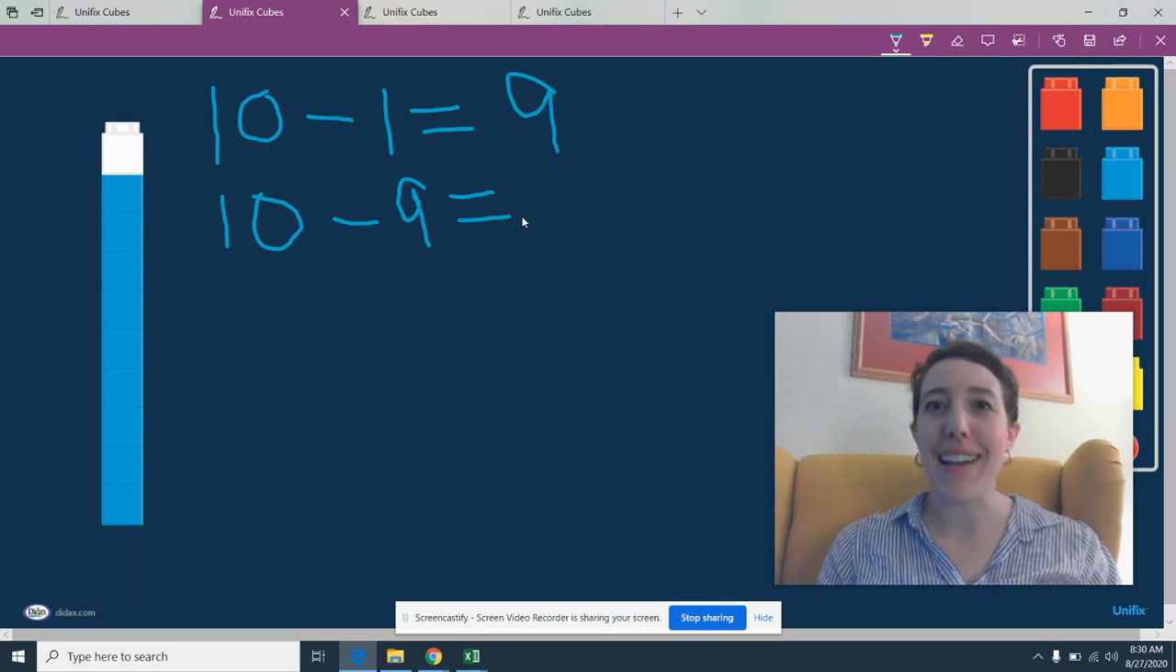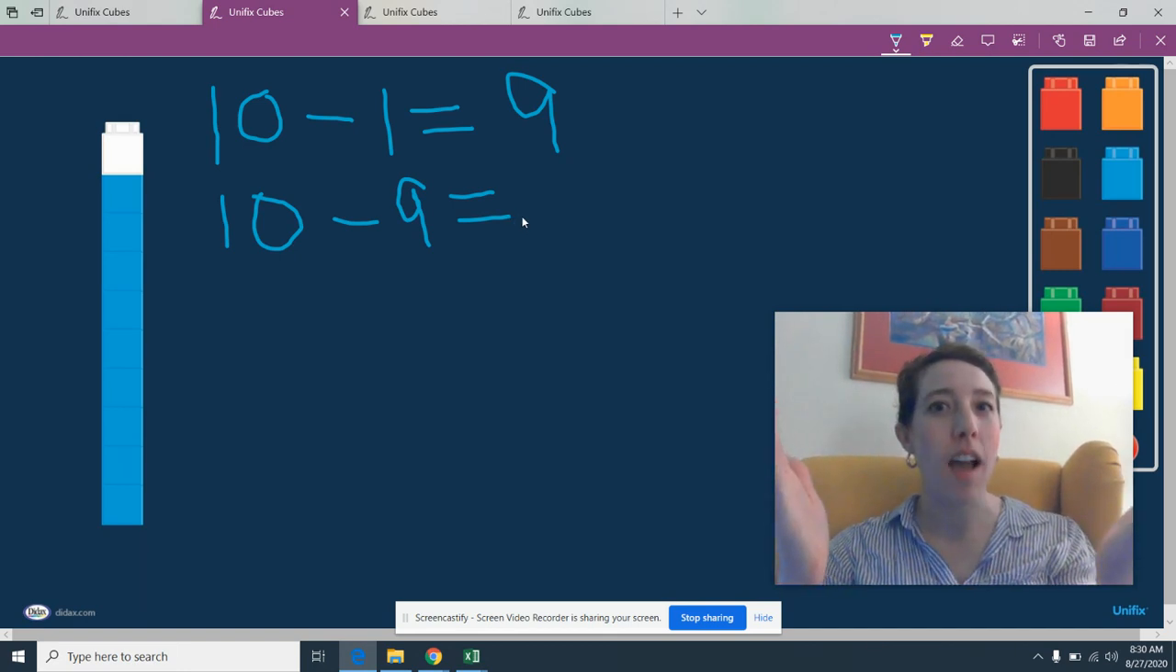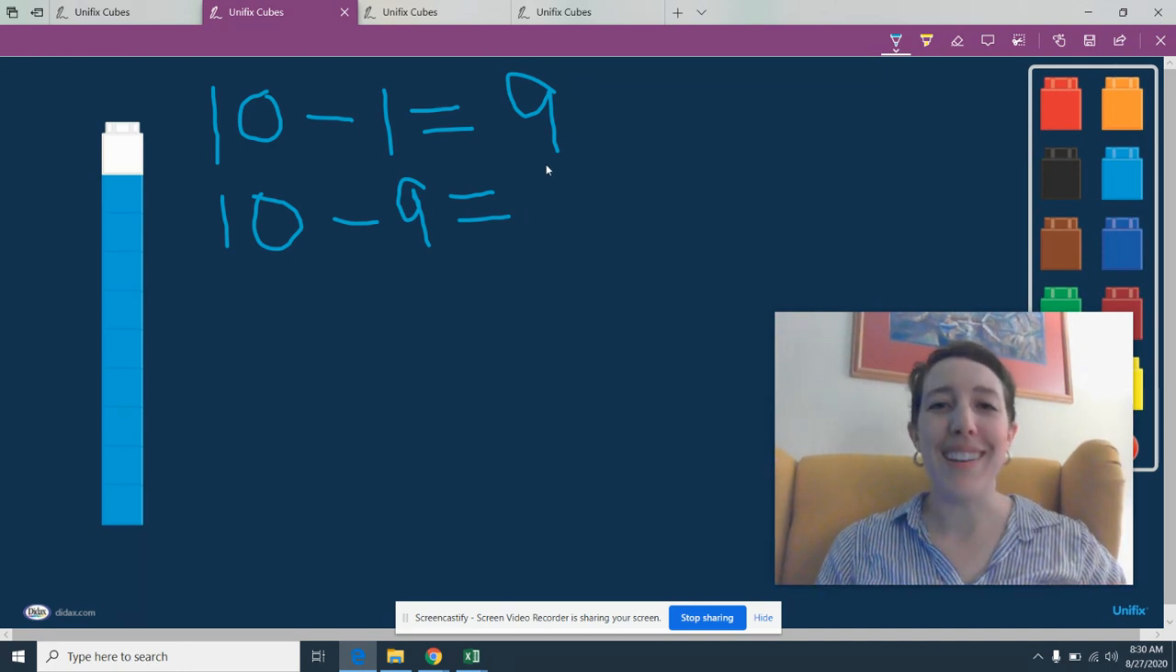10 minus 9 is 1. So now I wrote 2 subtraction problems. But boys and girls, could I write an addition problem as well? I sure can. Right here, I have 1 white Unifix cube plus my 9 blue Unifix cubes equals how many Unifix cubes, boys and girls?